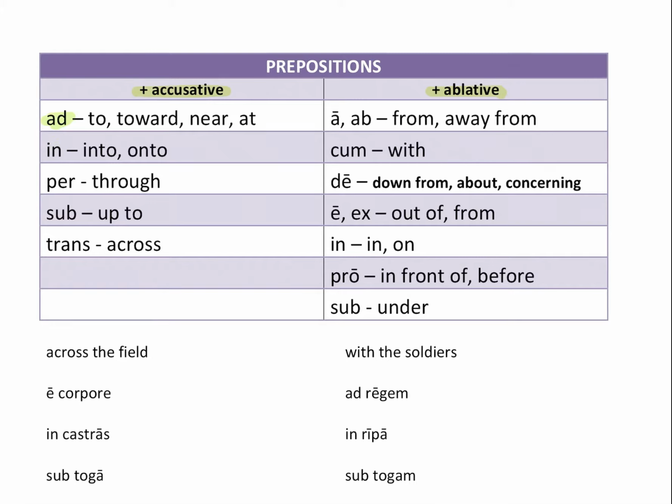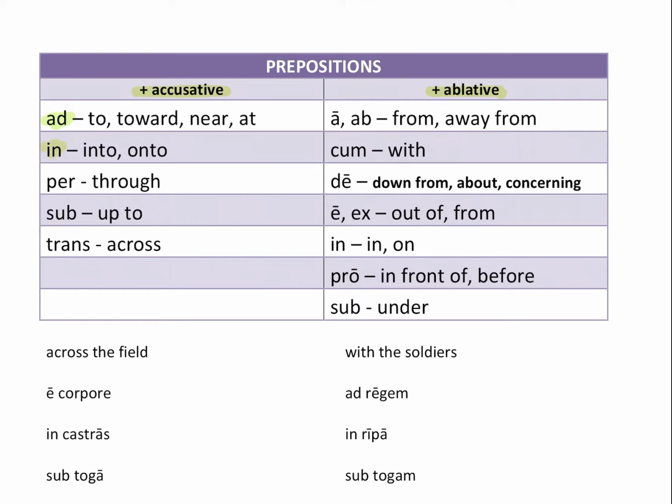Very often you'll see prepositions that turn into prefixes in English. For instance, this preposition per, we often see it in words like perforate. If something's perforated, that means a hole has gone through to the other side. I'll talk about these as we go along. All right, so the first one is ad. Ad takes the accusative and it can mean to, toward, near, or at. So if we have advance, if we have advanced to something, it means we go forward to something.